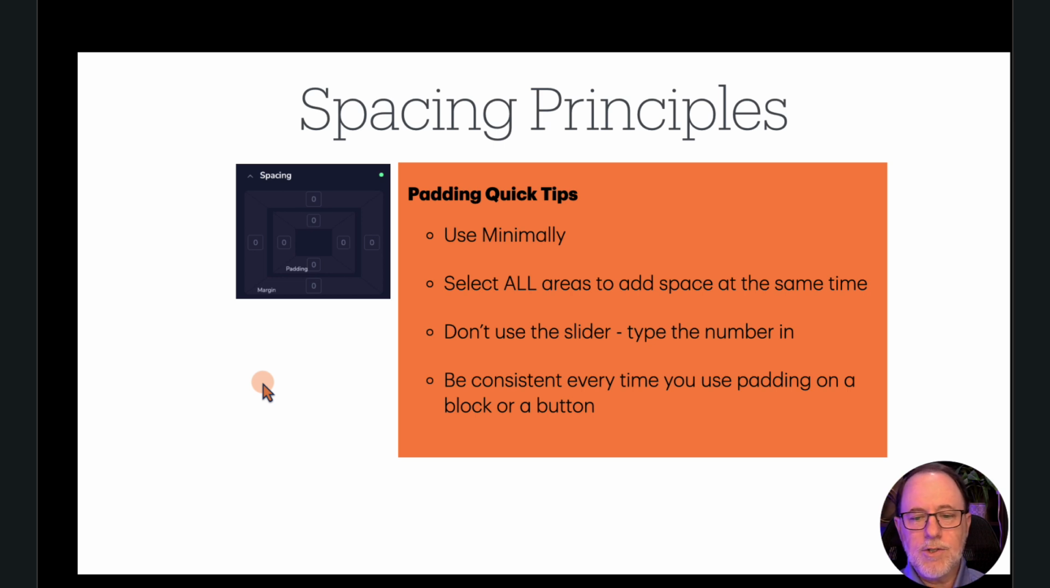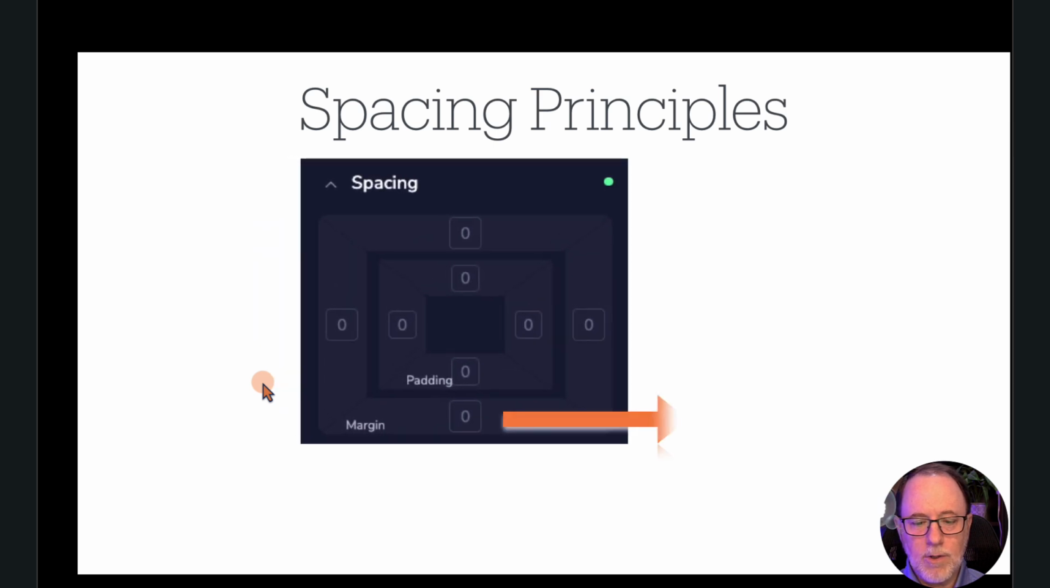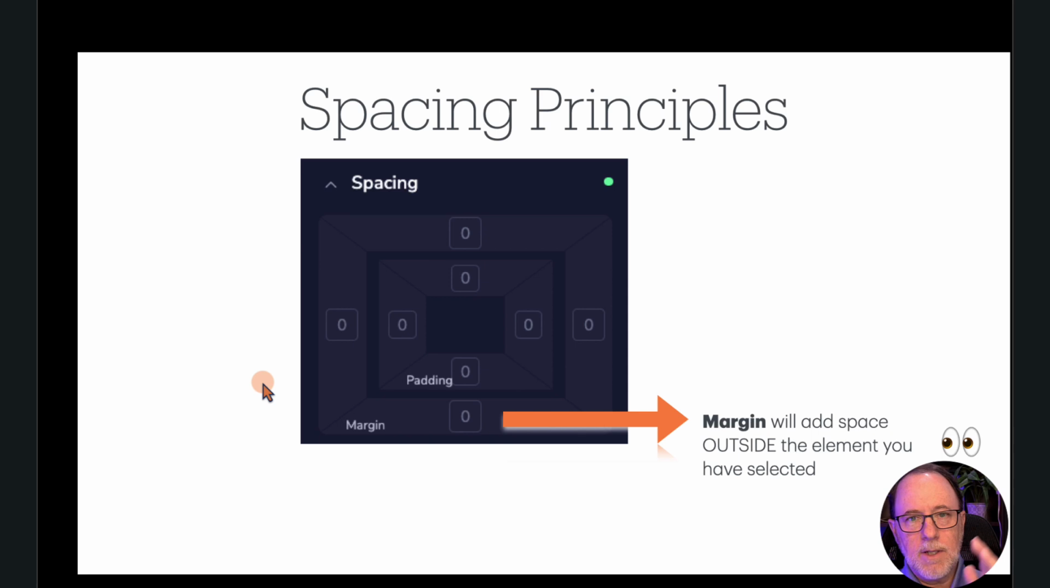Padding quick tips. Use it minimally. Select all of the areas you want to add space to. So one of the things that people don't realize is if you're adding padding, you can select the top and the bottom and add spacing at the same time. Don't use the slider. Be consistent every time you use padding on a block or a button. Okay, I'm going to show you how all that works. And by the way, I'm speeding through it because I want to get you this content in the next 5 minutes.